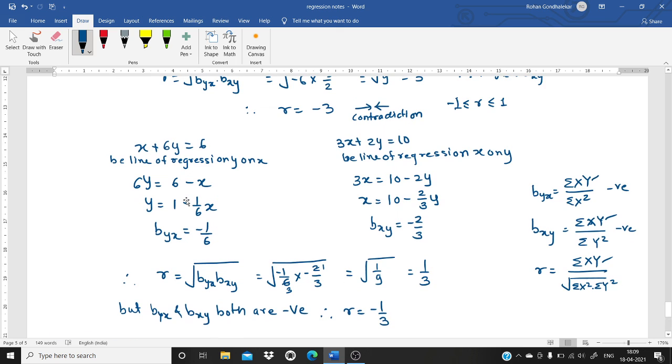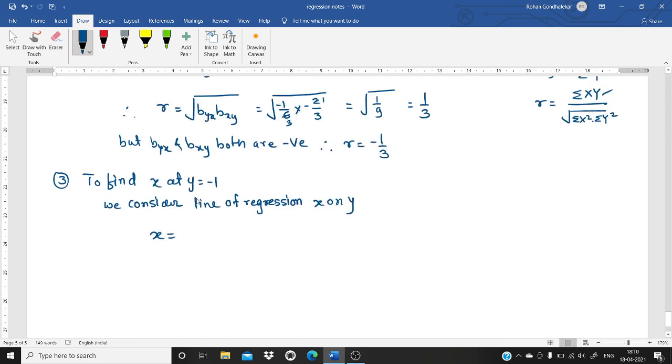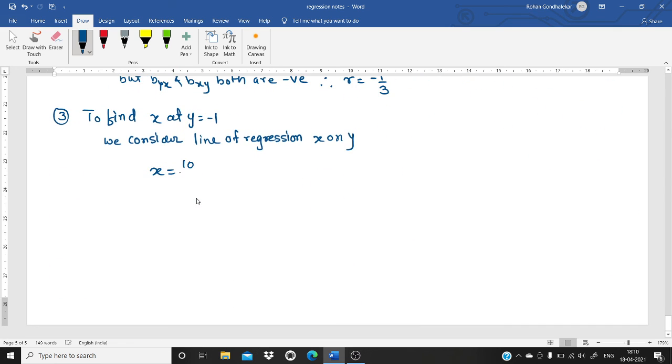Just a minute. I made a small mistake in the above part. X is equal to 10 by 3 minus 2 by 3 y. Now it is correct. So put the value of y as minus 1. So we have 10 by 3 minus 2 by 3 into minus 1, which gives me 10 by 3 plus 2 by 3, which is 12 by 3. So how much is it?